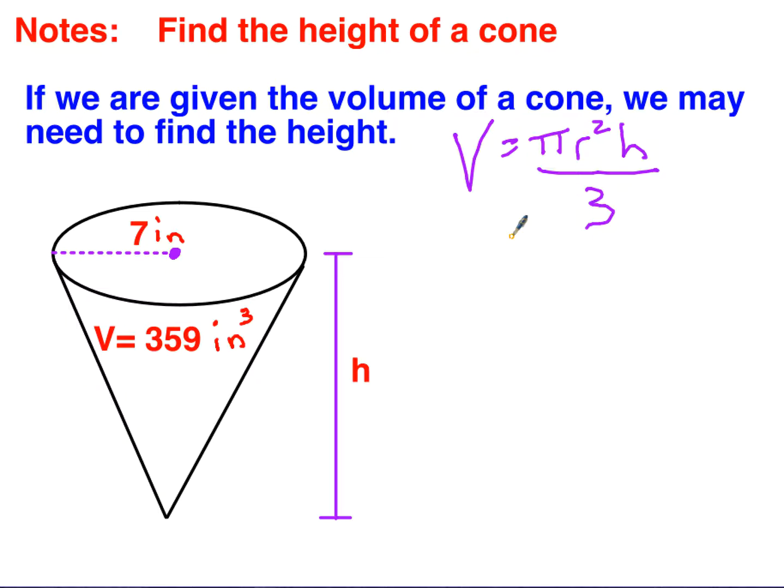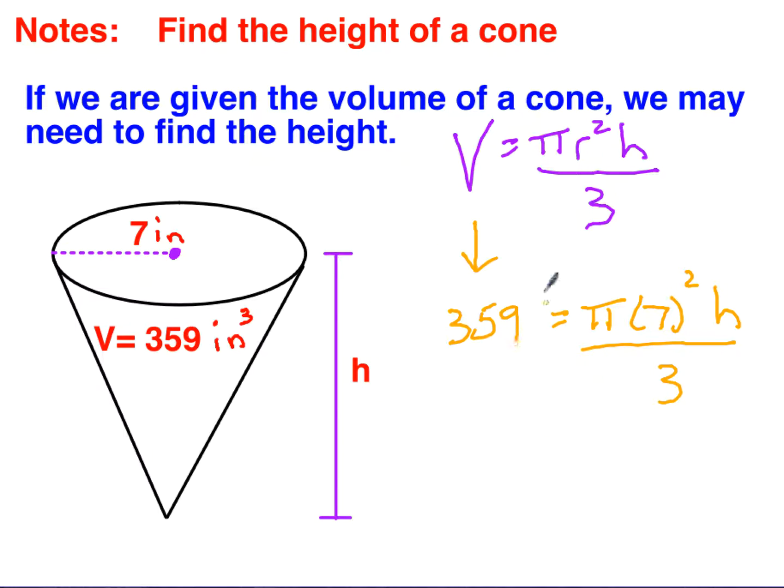Looking at my formula, I know what my volume is. My volume is 359 inches cubed. I've got pi, and I've got the radius squared, so I'm going to plug in parentheses for the radius. I don't know my height, and I have to divide all of that by 3. Then my radius, I need to plug that in, and that's 7. So right now, here's what I have.